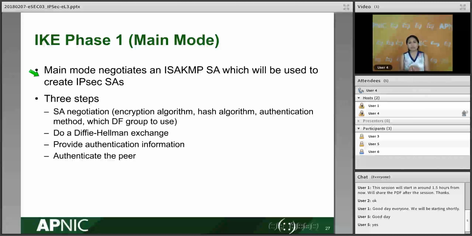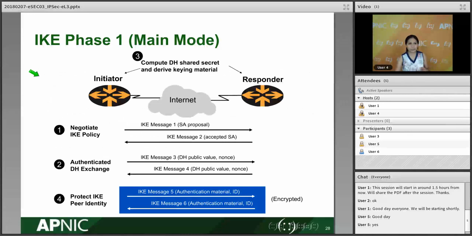The first one is negotiating the security associations. After they have agreed on that, they will do a Diffie-Hellman exchange. And then the last part is when they authenticate each other, provide authenticated information as well, and then establish the secure channel. All right, let's go through the diagram to explain that a bit more. It's a bit like this, okay?